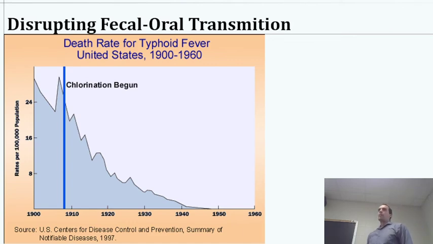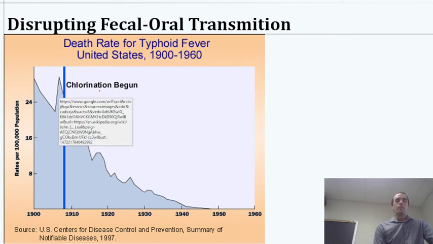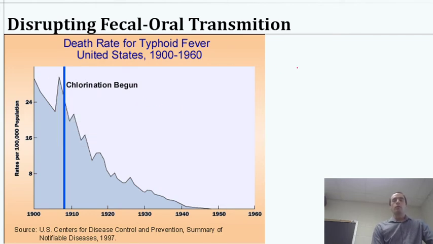Okay, so one of the big milestones for disrupting that fecal-oral route of transmission was really the advent of chlorination. And it wasn't like everyone everywhere immediately started chlorinating in the US, but here's a decent graph that's just showing death rates for typhoid fever from 1900 to 1960. And chlorine was very likely a significant part of that, as we see there may have been some decline beforehand as we learned more and had better health care.